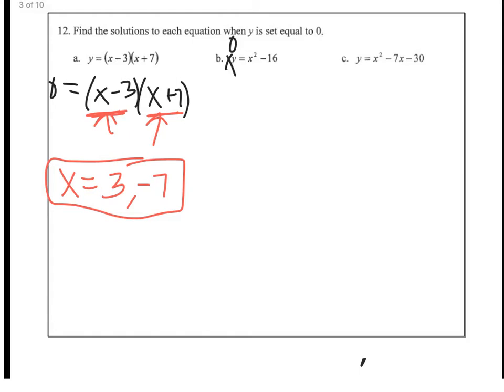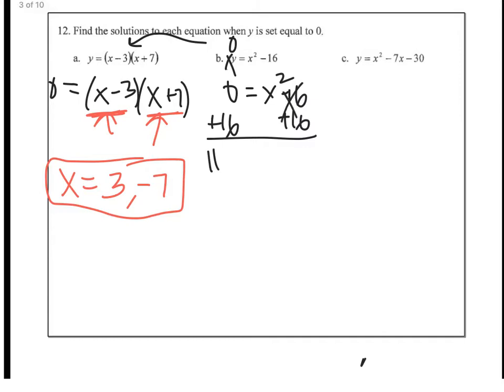You could factor it, so you'd end up with 2 binomials like in that example. Or you could use square roots here, since the x squared doesn't have an a value greater than 1 and there's no b term. So if I wanted to solve using square roots, just so I can show you guys another strategy, I would want to add 16 to both sides.